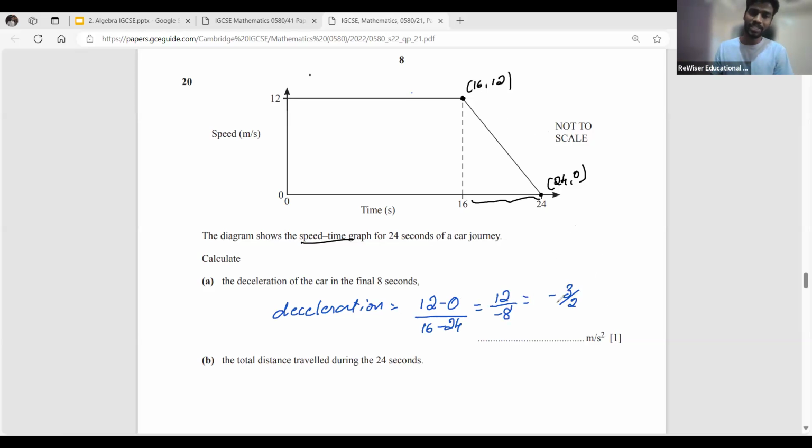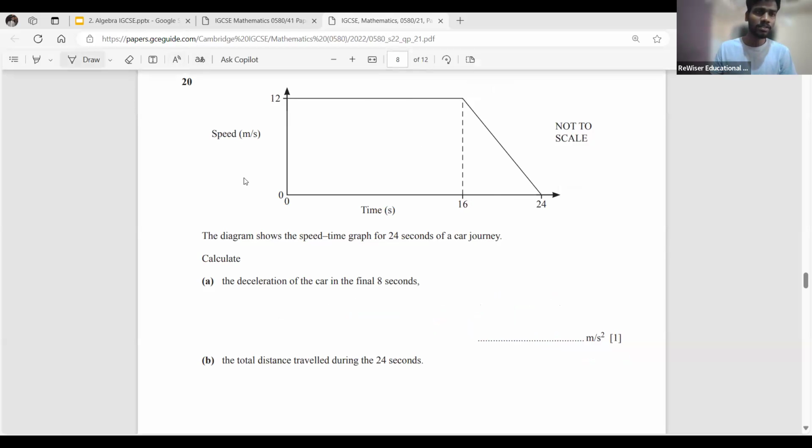So we call that a deceleration. That's going to be just positive 3 by 2 meter per second square. This is the deceleration, and this is the right answer for part A. Next, for part B, we need to find the total distance traveled here.